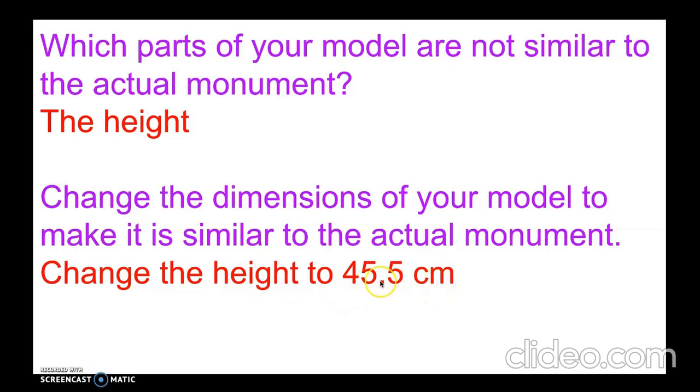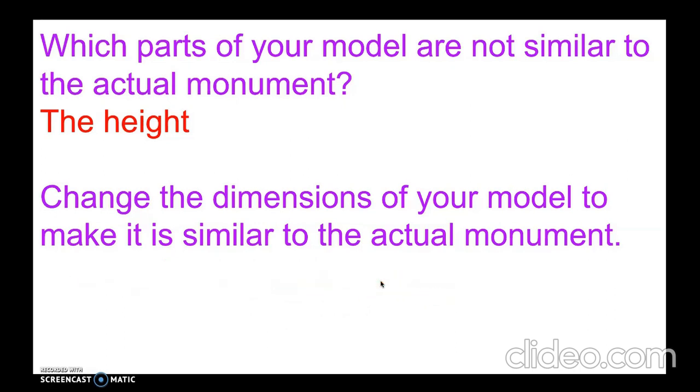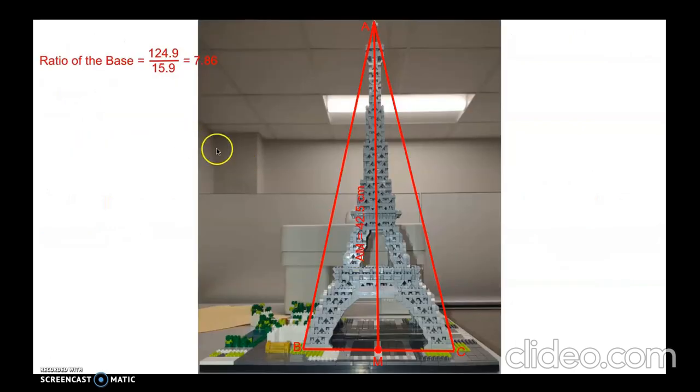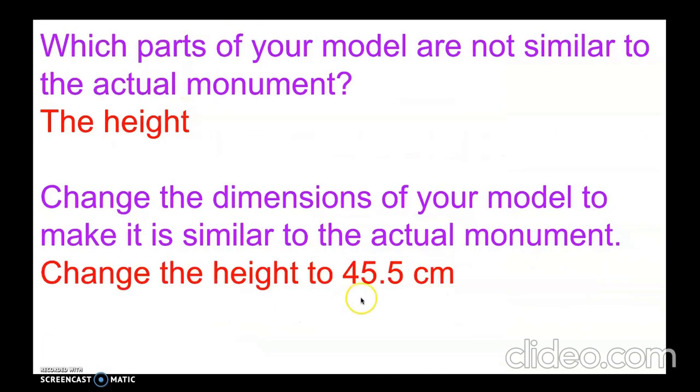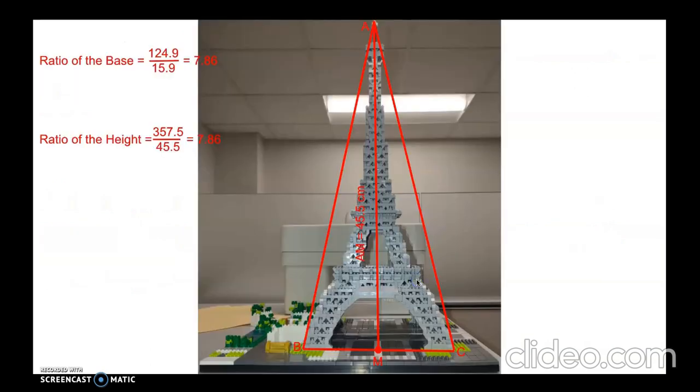Now, how did I get that number? Well, I took the height of the actual Eiffel Tower, 357.5, and I divided by this ratio up here, 7.86. And when I did that, I got 45.5 centimeters. Okay, so now when I do 357.5 divided by 45.5, I get that same ratio of 7.86.